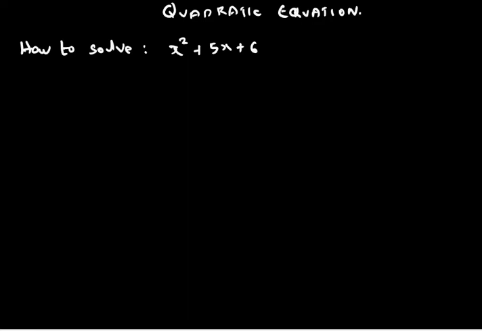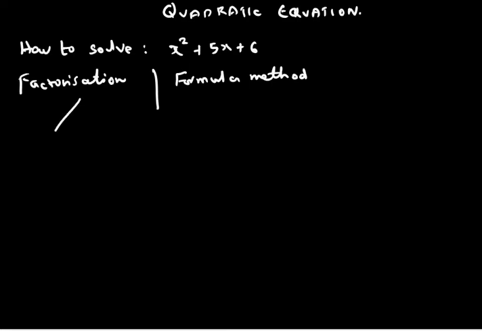Hopefully some of you know about the factorization method, and some of you have also done it by using the formula method. So basically there are two methods in which you can solve this problem. Let's try to understand what exactly the factorization method is. Here we have this equation, x squared plus 5x plus 6.